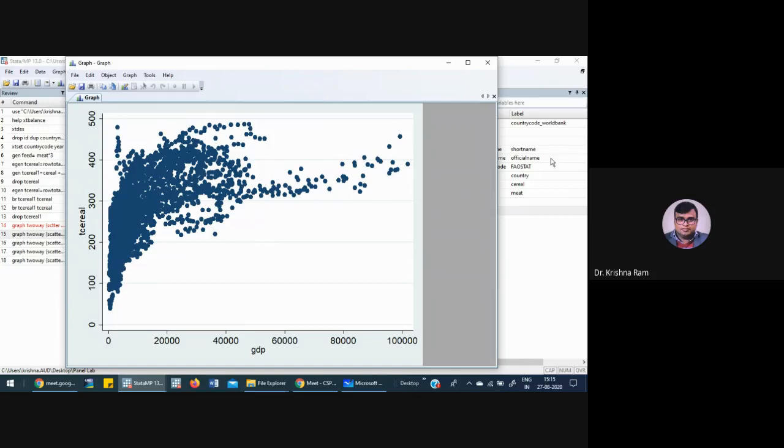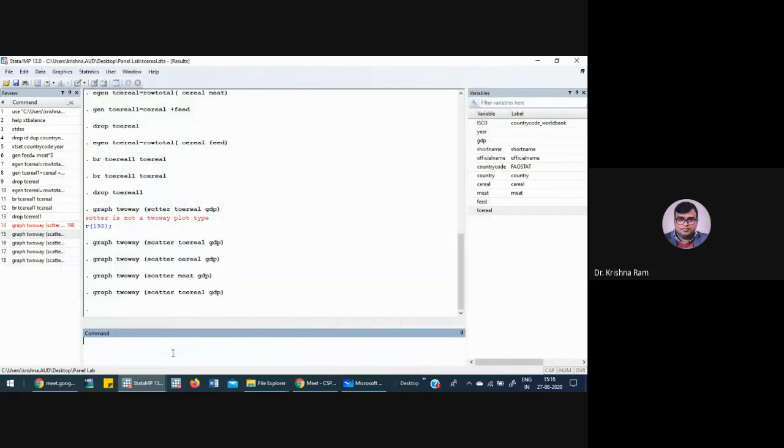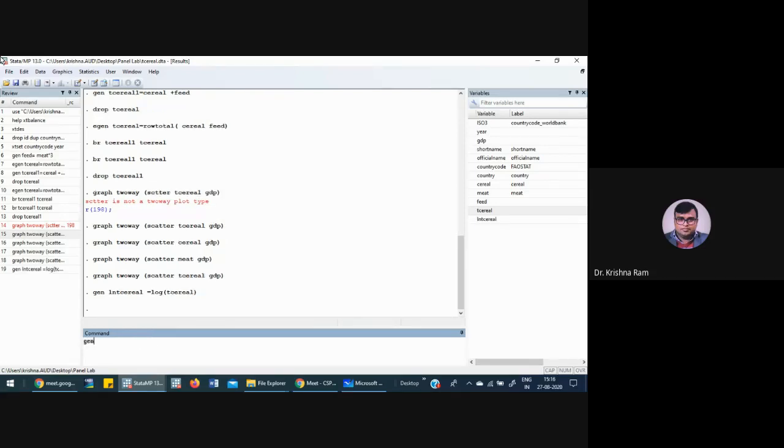So, for that I transform these two variables, total cereal consumption and GDP, into log form. So let me transform that. Generate ln total cereal equal to log of total cereal, and then generate log of GDP equal to log of GDP.